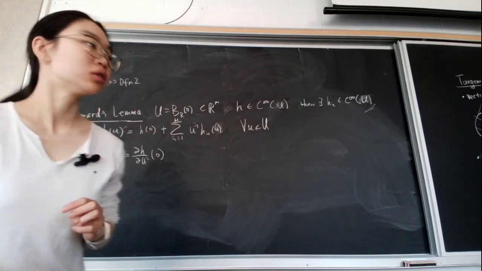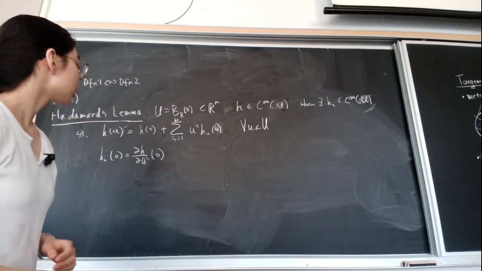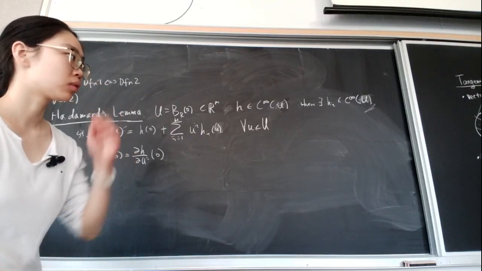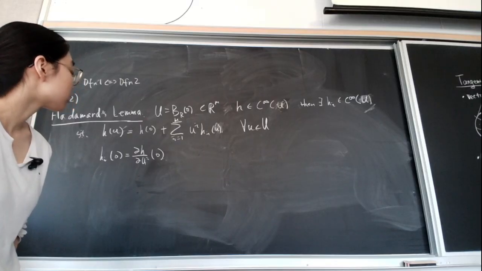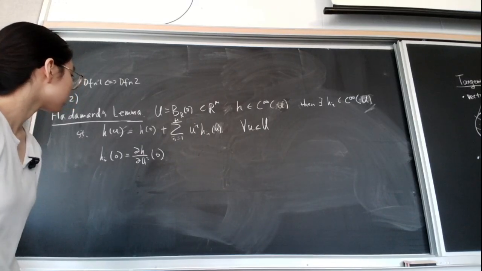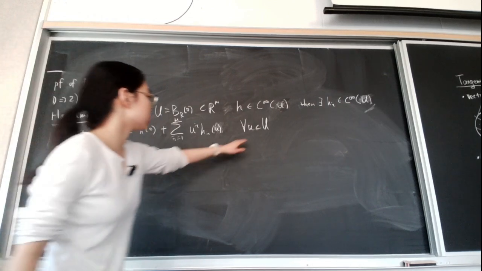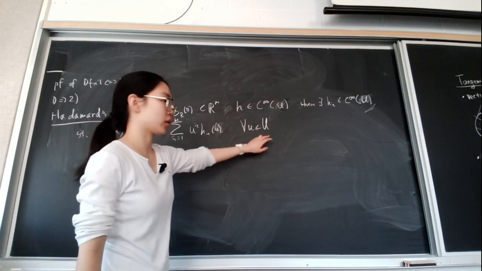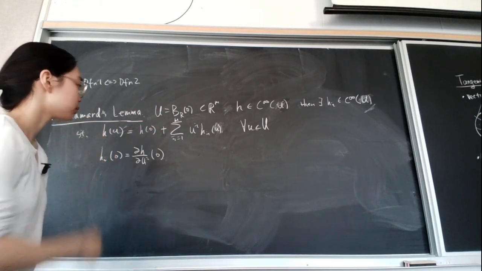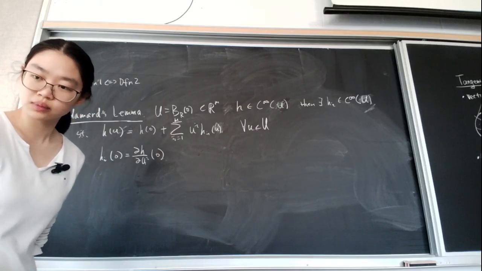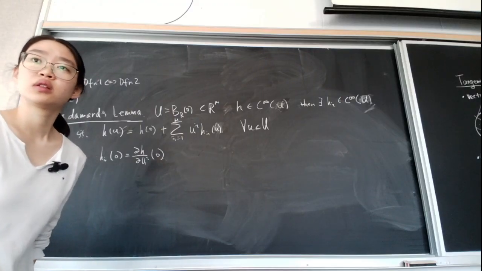Give me a moment. U is some open ball. h is a smooth function. But then there exist hi's which are smooth functions such that h of u, for all points u in U, is equal to the sum of ui times hi of u. It's like a very primitive form of our derivative demonstration.